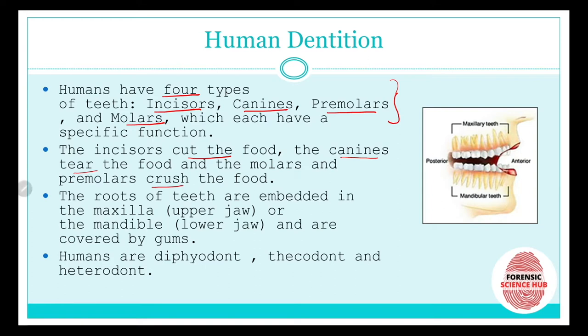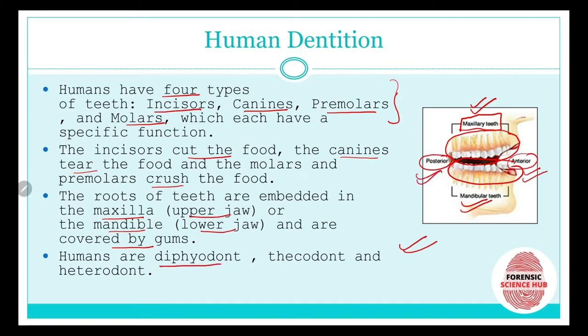So, the roots of the teeth are embedded in the maxilla, that is the upper jaw, or the mandible, that is the lower jaw, and they are covered by gums. If you look at this picture, the upper teeth are known as the maxillary teeth, whereas the lower teeth are the mandibular teeth. The teeth that you can see from the front are the anterior teeth, and the ones present at the back are the posterior teeth.